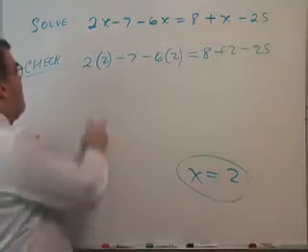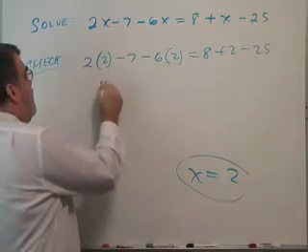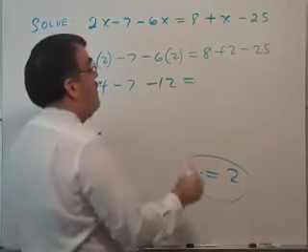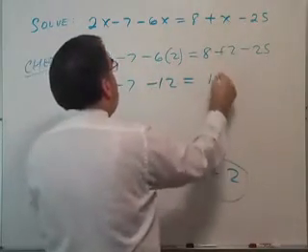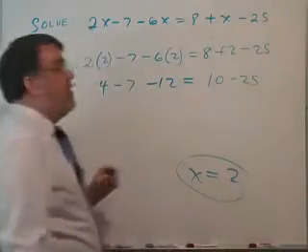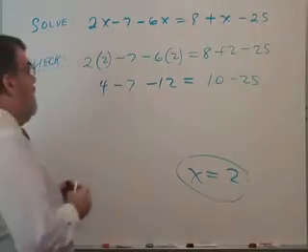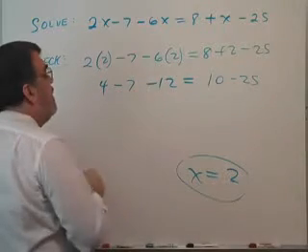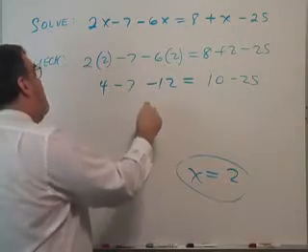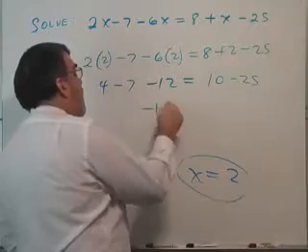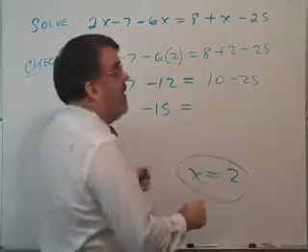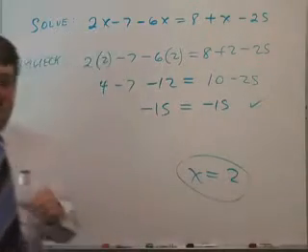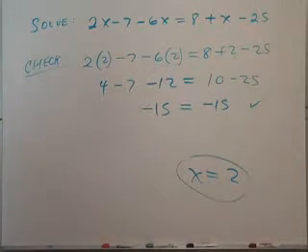And this won't take much. Let's see, 2 times 2 is 4, minus 7, minus 12, equals 8 plus 2 is 10, 10 minus 25. And here I've got 4 minus 19. 4 minus 19 is negative 15, and 10 minus 25 is also negative 15. So it checks. That's the correct answer.